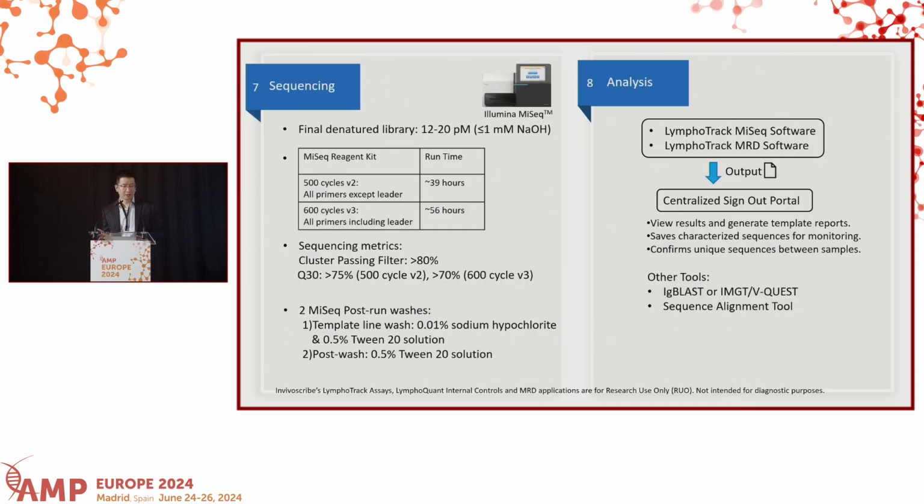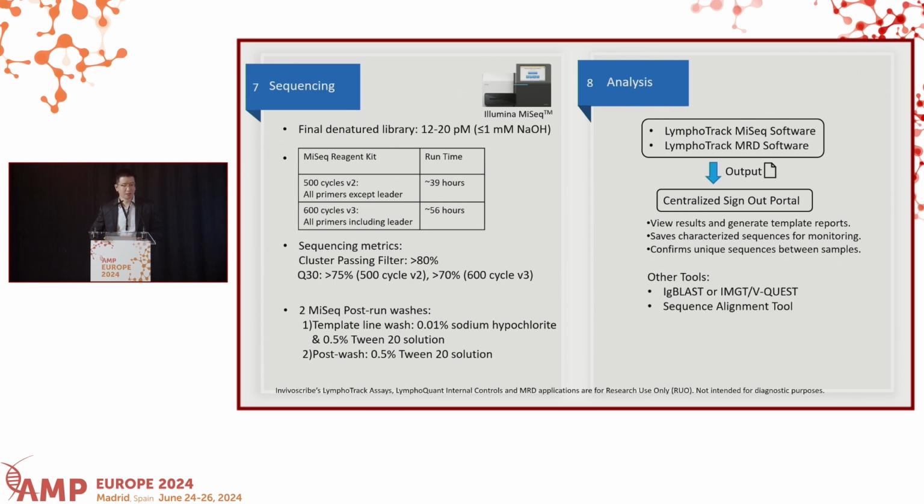When sequencing, the final denatured library is 12 to 20 picomolar as long as the sodium hydroxide concentration is less than or equal to 1 millimolar. When sequencing with primers except leader, we use a 500 cycle MiSeq reagent kit, and the sequencing runtime can take approximately 39 hours. When sequencing with leader, we use a 600 cycle MiSeq reagent kit, and it takes approximately 56 hours to sequence.